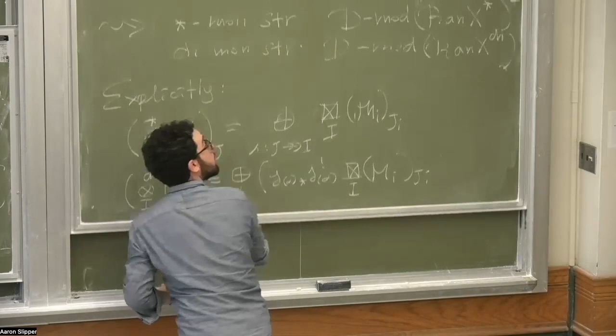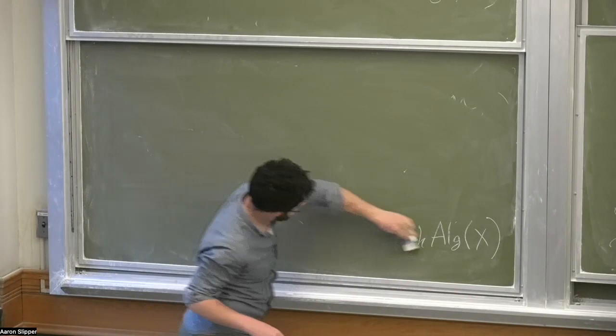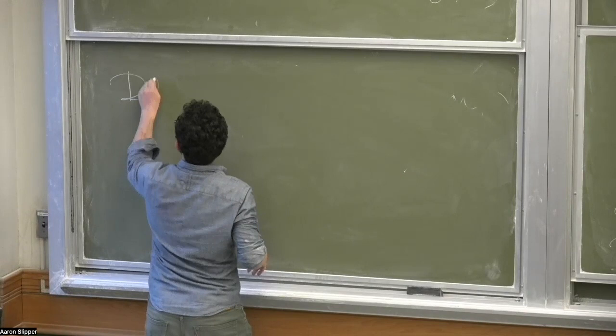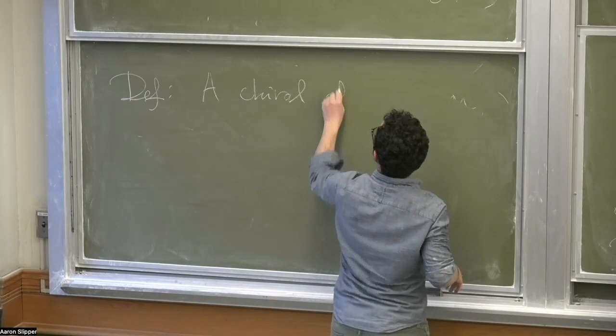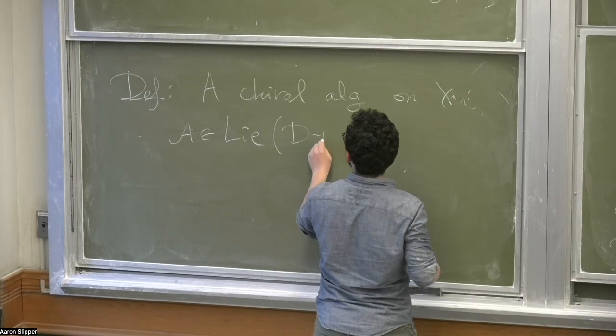Then maybe I will give the actual definition. A chiral algebra on X is going to be a Lie algebra object in a chiral monoidal structure.